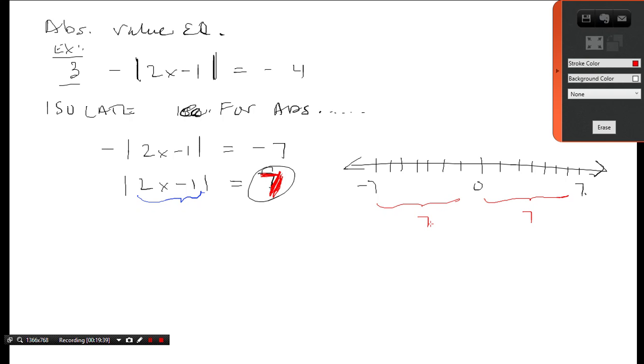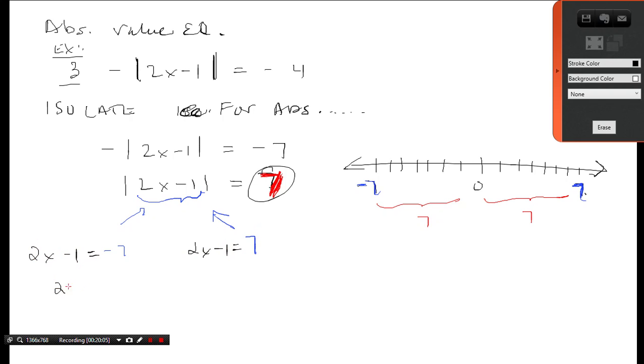So for these two guys, negative 7 and 7, those two guys are what the stuff inside there can possibly be. Either the stuff inside can be negative 7 or it can be 7. So now the question you need to answer is, when is the stuff on the inside equal to that, or when is it equal to this? Now you just have to solve.